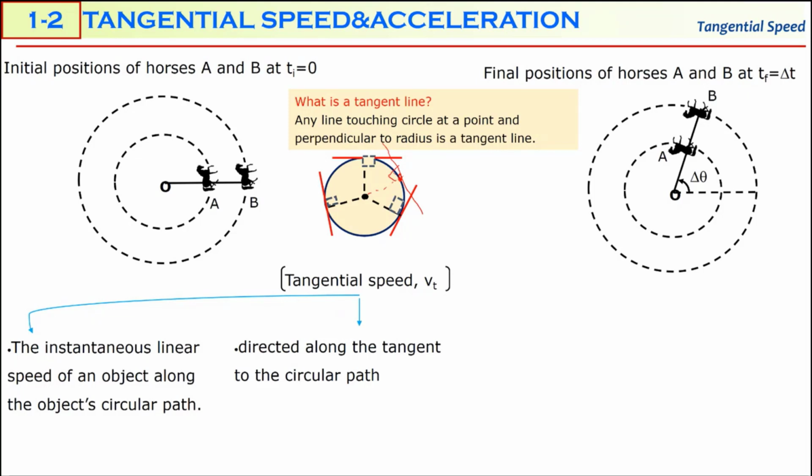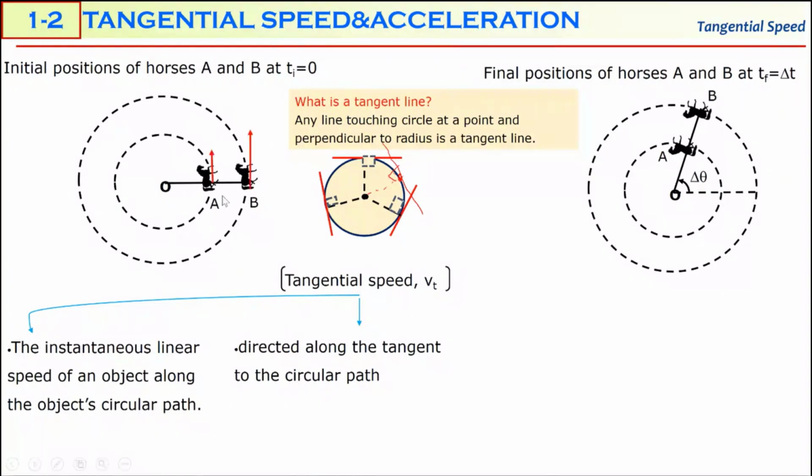So this is called tangential speed because these horses are moving at that moment tangent to the circle. Their direction of motion is along this line. These horses are moving along this line. These horses are moving along this line. That's why it's called tangential speed. Their directions are along that line, along the tangent of the circle. Tangential means along the tangent.